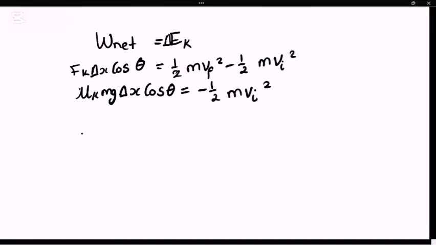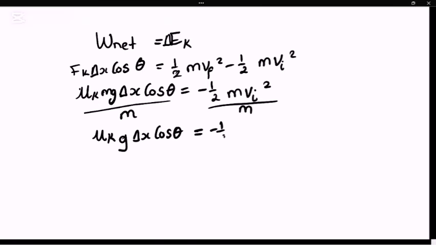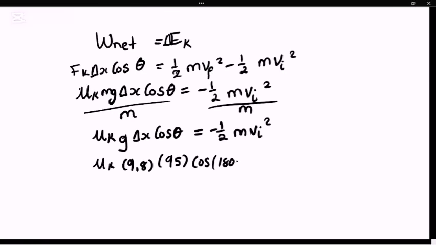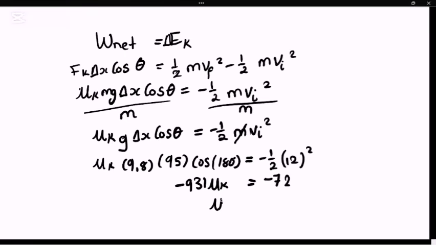From here you divide both sides by m, which means you will have the coefficient of kinetic friction multiplied by g dx cos theta equal to negative 1/2 vi squared. Then you substitute the values. You know g is a constant, 9.8. Your change in x is 95 meters. Cos theta, your theta for Fk is 180 degrees, equal to 1/2 vi squared. Vi you are given as 12 meters per second. So you will substitute and square it. On your right hand side you will have negative 72, and on your left hand side you will have negative 931 Uk.